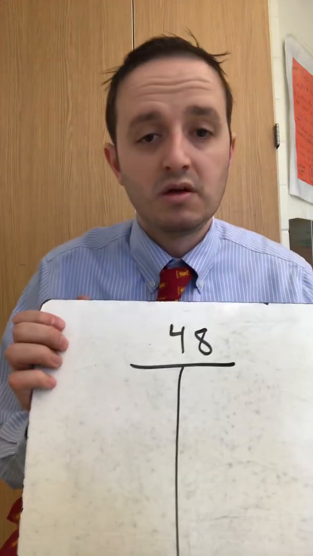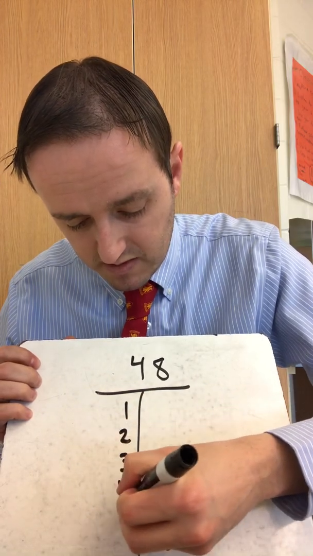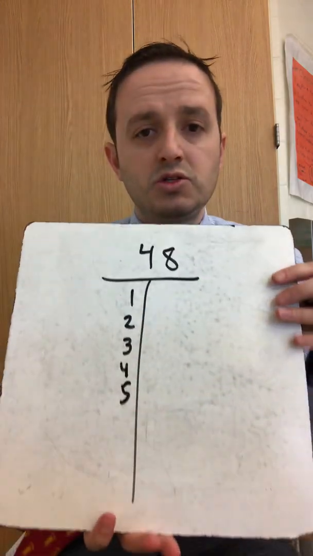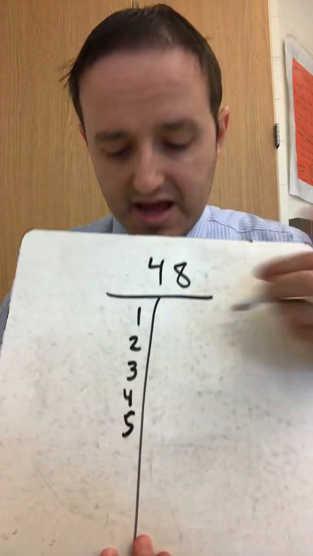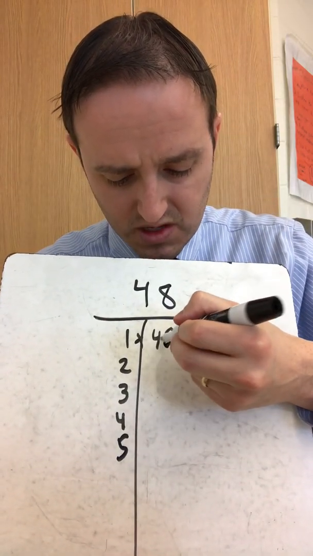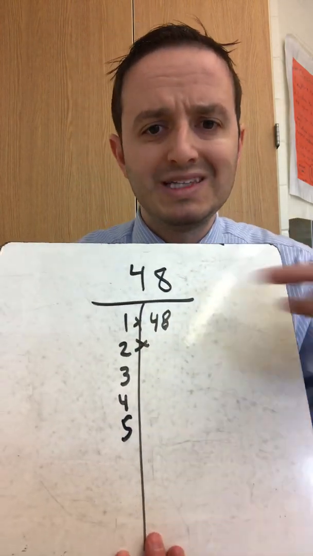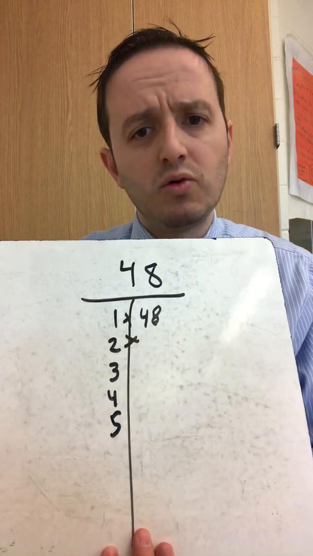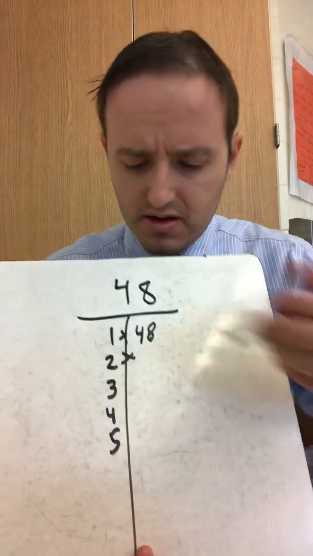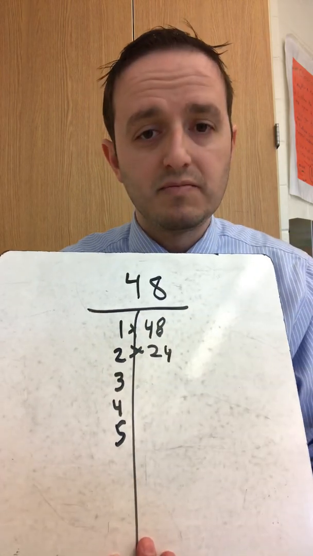This is a tough one. 48. Okay, so I'm going to write 1, 2, 3, 4, and 5 again. So what are my factors of 48? Well, like I said, 1 times 48, that's our easy one. When I do 2, I know 2 goes into it because 48 is an even number because it ends in 8. So what is half of 48? Well, I know that 24 plus 24 is 48.